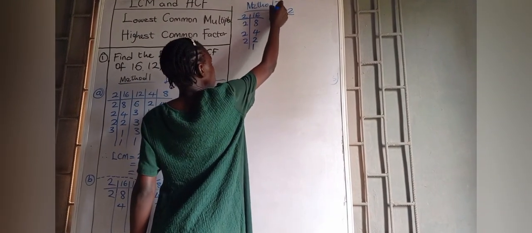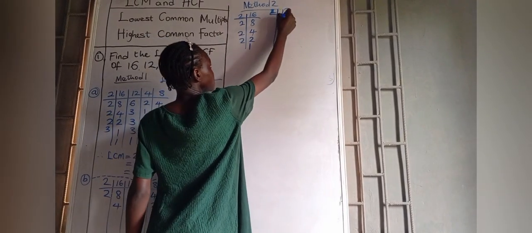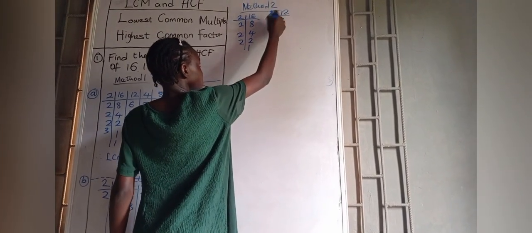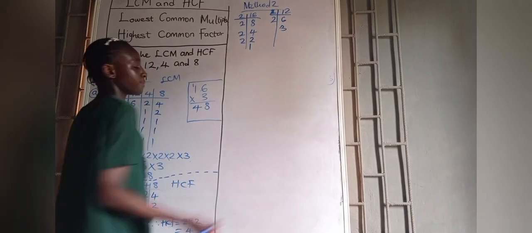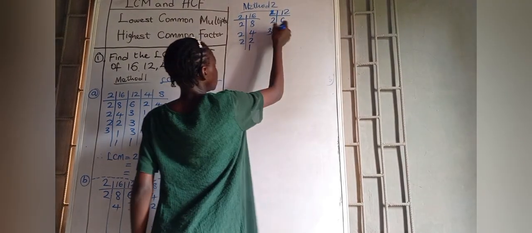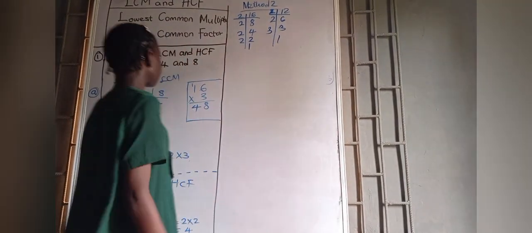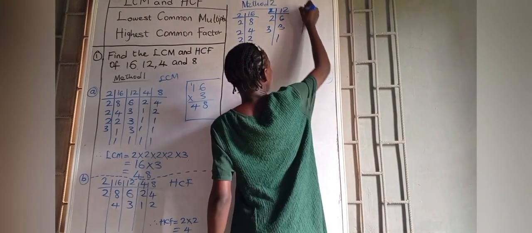I'm using 2 because 12 is an even number. So 12 divided by 2, that is 6. 6 divided by 2, that is 3. 3 cannot be divided by 2. So what prime factor is next? I'll use 3. 3 is the next. 3 divided by 3, that is 1. So without further waste of time, I will look for the product of the prime factors of 4.